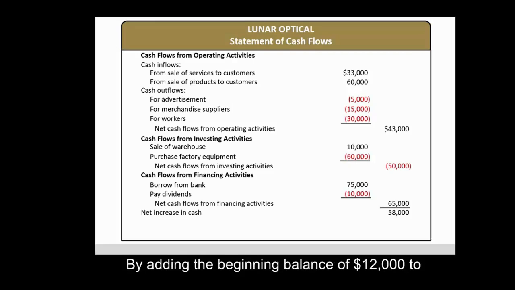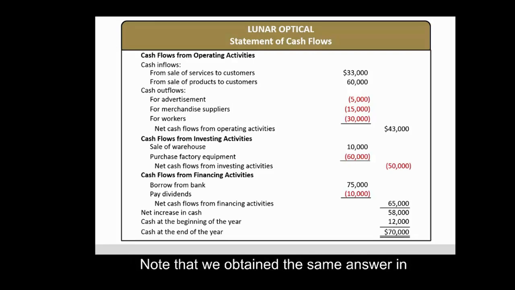By adding the beginning balance of $12,000 to the increase of $58,000 in cash, we calculate the end-of-year cash balance to be $70,000. Note that we obtain the same answer as in Requirement 1. The statement of cash flows is now complete.